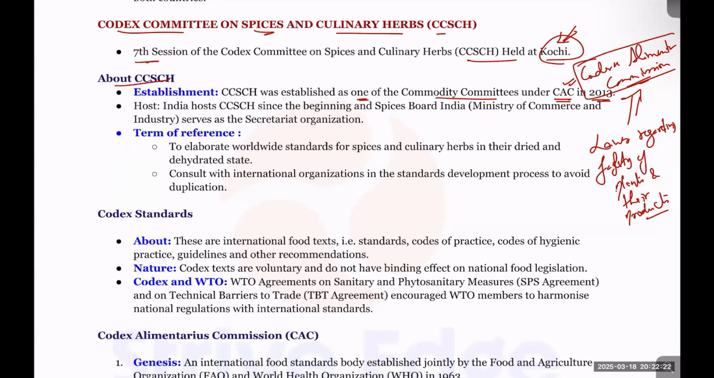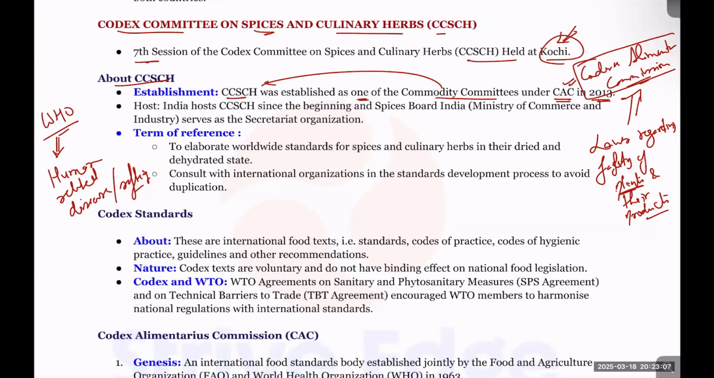You must also remember that WHO is also an international body, and it concerns itself only with human-related diseases or safety. So if a product has safety problems, such as pesticide, then WHO will be called. And if a product is concerned with plants and plant products, then the Codex Alimentarius Commission will be consulted, right? So the CCSCH is a body under the CAC, right?